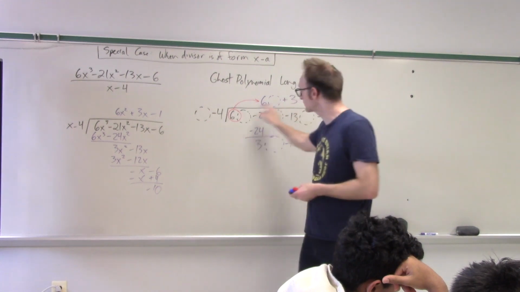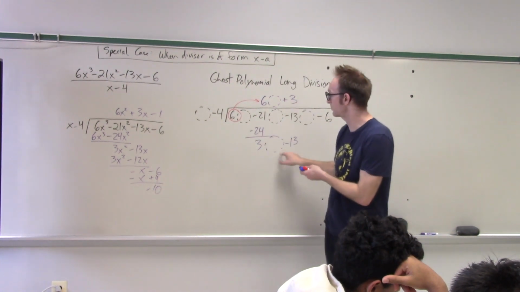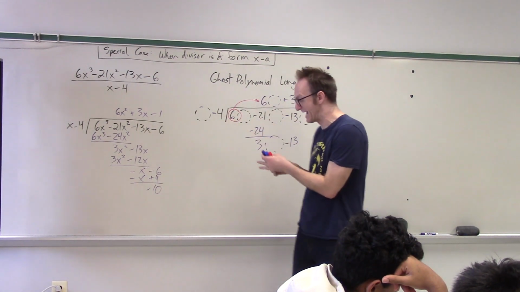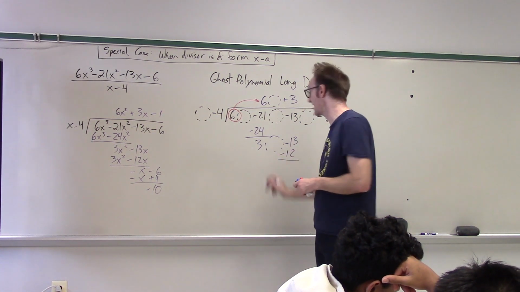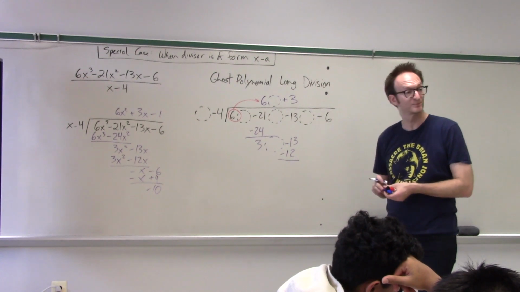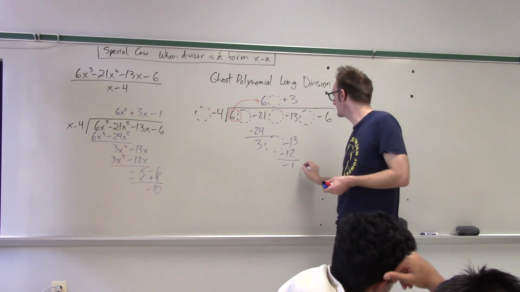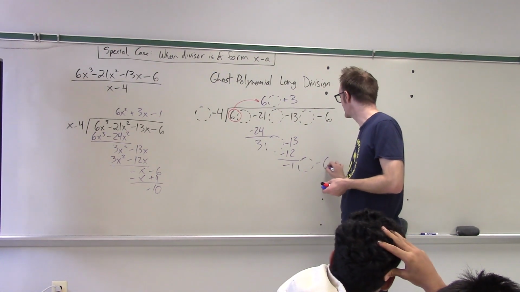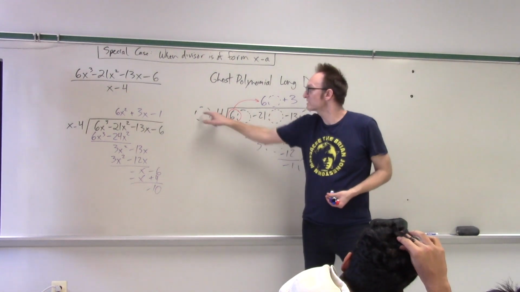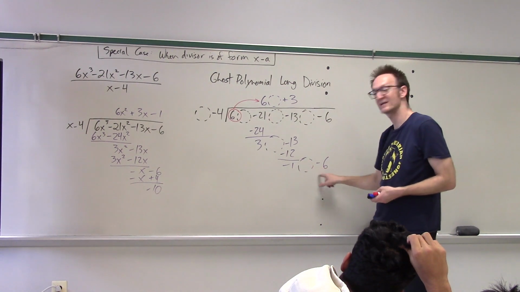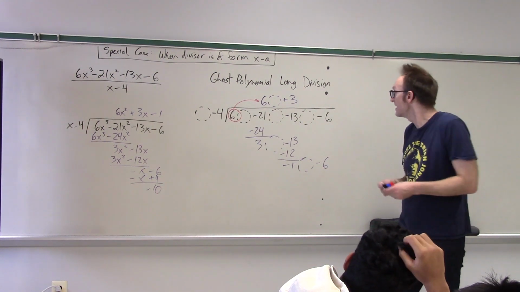Next I'm supposed to multiply this 3 by x minus 4, but of course that's going to be the 3. So really I'm just going to multiply 3 by negative 4, and I will get negative 12. And then I subtract. When I subtract, what do we get? Negative 1. And then there's this little ghost, and I bring down the negative 6. And then, how many times does x minus 4 go into negative x minus 6?